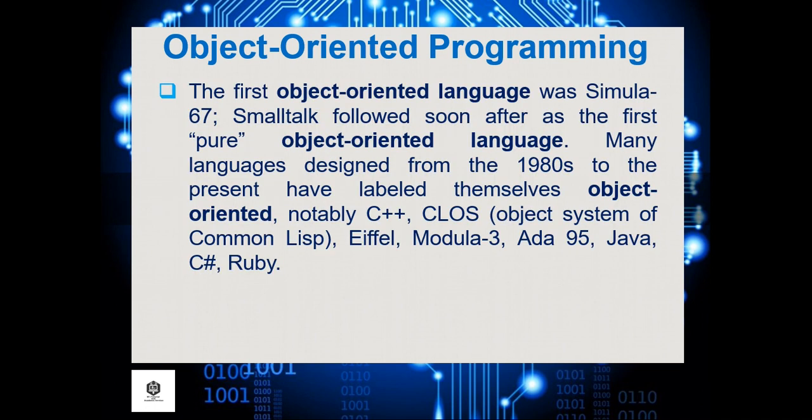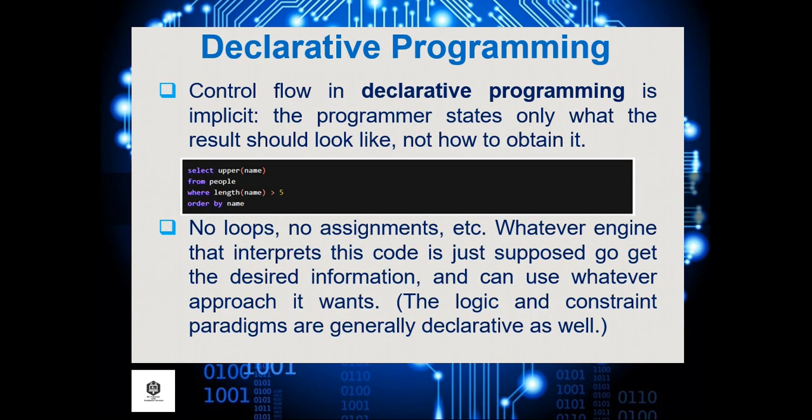The first object-oriented language was Simula 67. Smalltalk followed soon after as the first pure object-oriented language. Many languages designed from the 1980s to the present have labeled themselves object-oriented, notably C++, CLOS (the Common Lisp Object System), Eiffel, Modula-3, Ada 95, Java, C#, and Ruby.